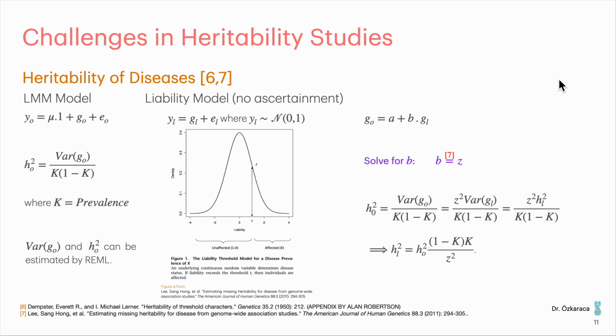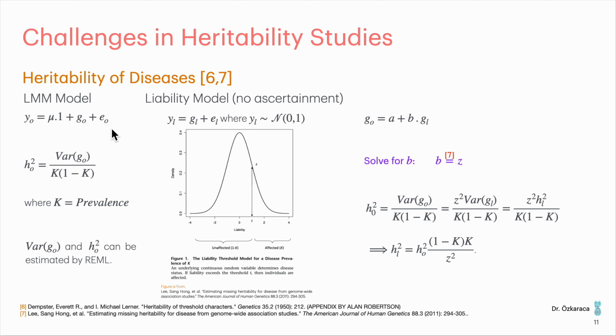The first challenge in heritability studies is how to define heritability for diseases, which are binary traits. For example, 0 for unaffected and 1 for affected. Unlike continuous traits, diseases present significant constraints because their phenotype values are limited to zeros and ones. To address this, we use two definitions of heritability for diseases. One is observed heritability. This is the heritability directly computed using REML-based methods under a linear mixed model setting. It estimates the heritability in the observed phenotype data, zeros and ones.